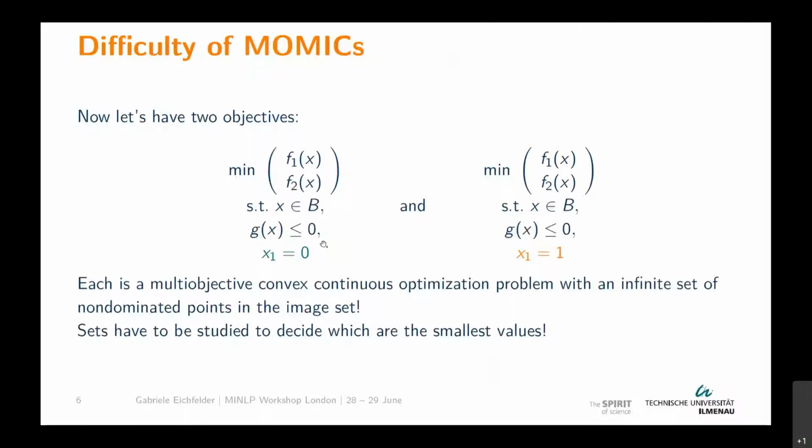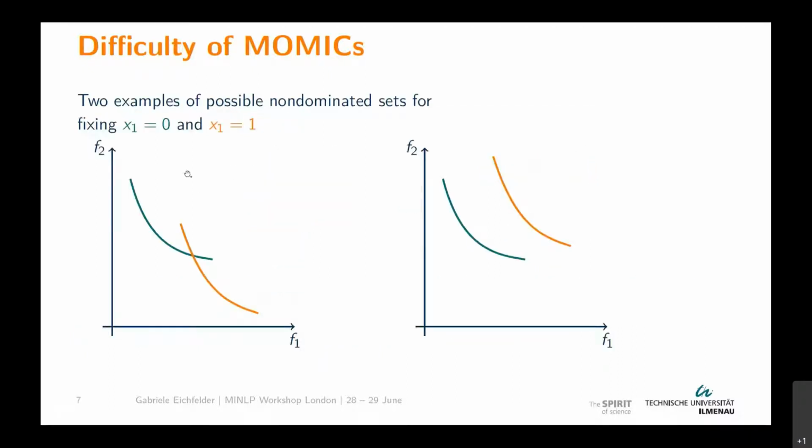You can only find representations, enclosures, or similar. But let's assume for a moment you would in fact be able to solve these problems here exactly, then still you would in the end have to compare sets of non-dominated solutions to find the overall non-dominated set of your original mixed integer optimization problem.